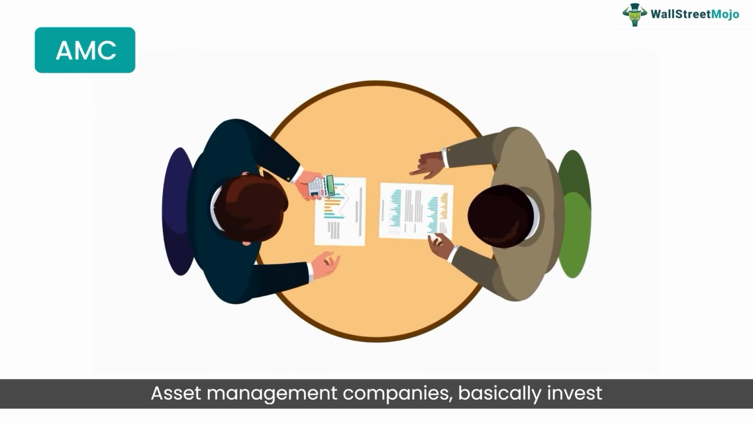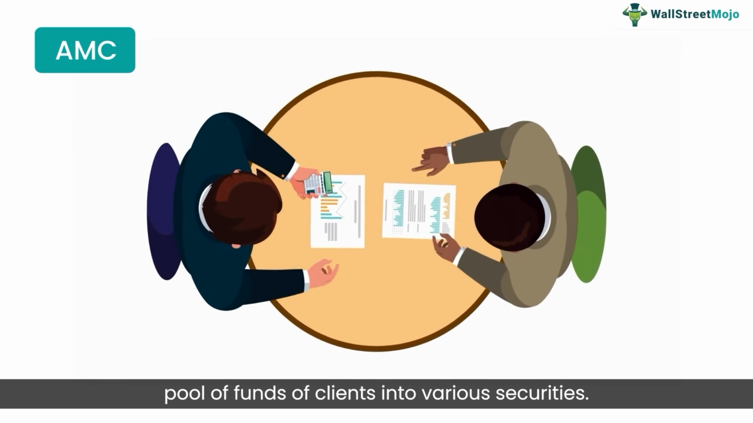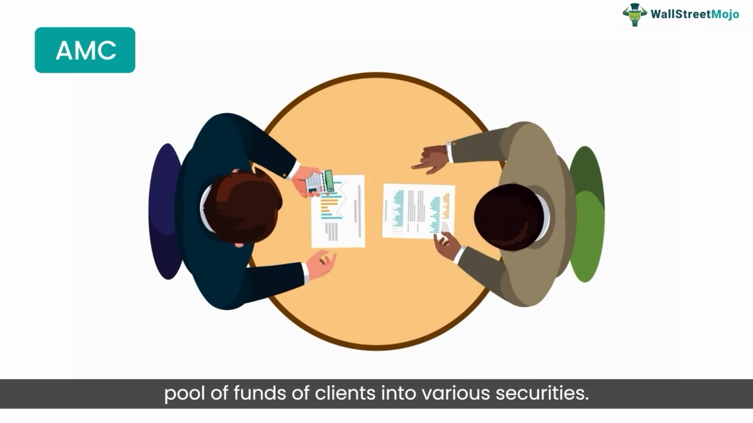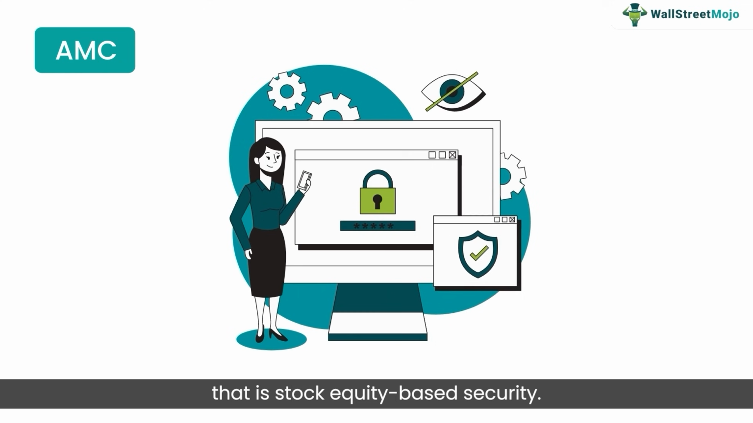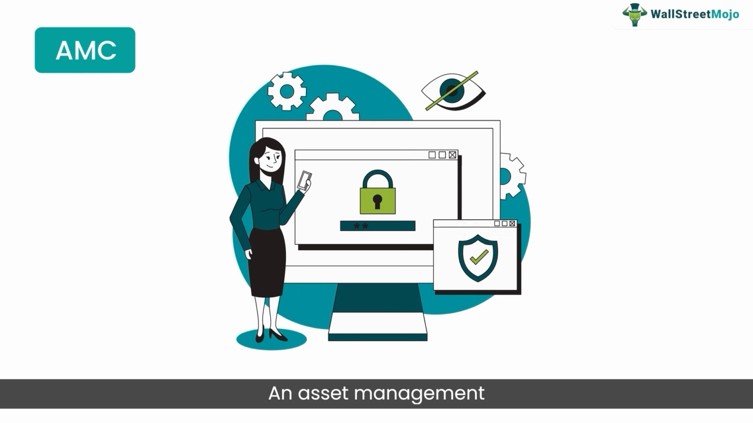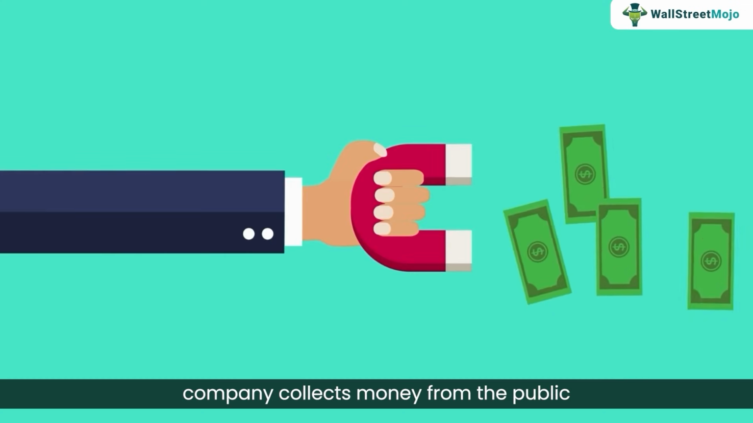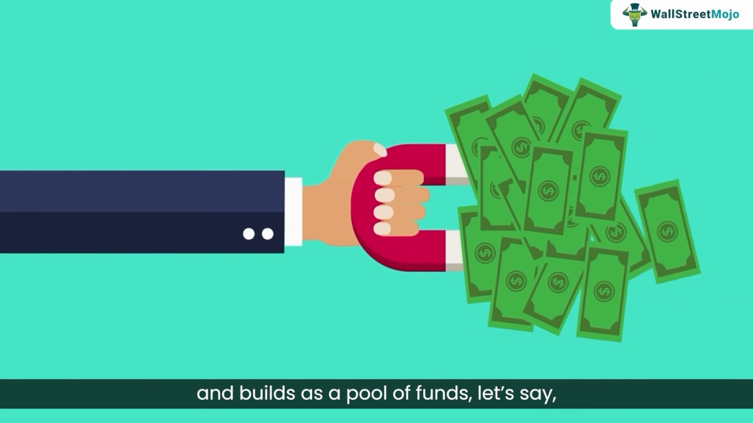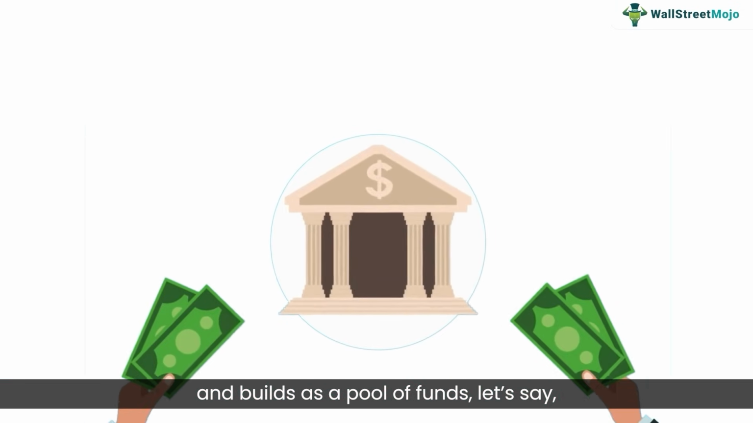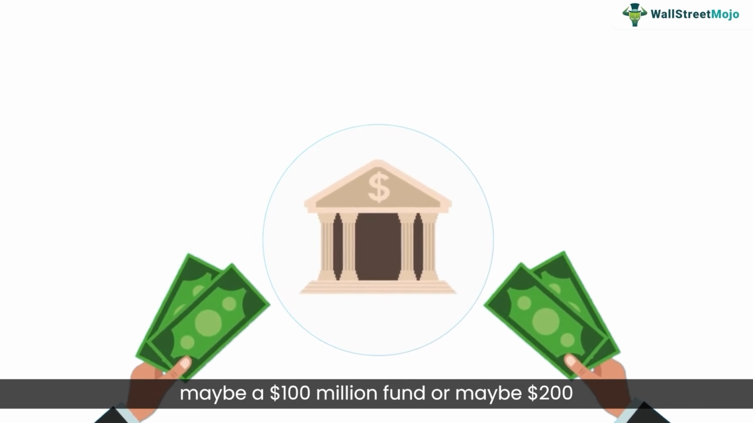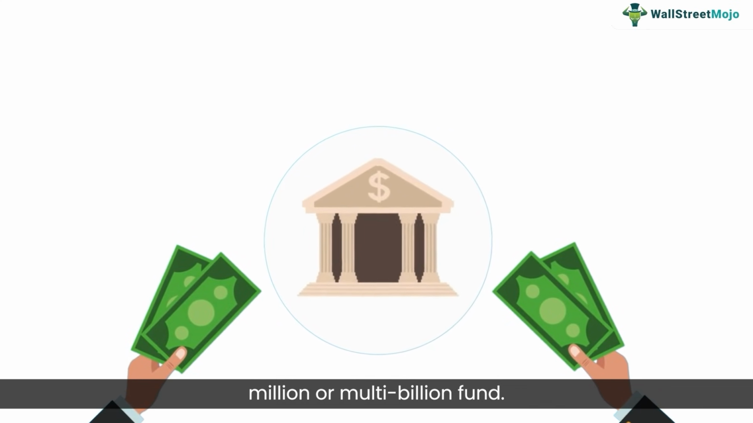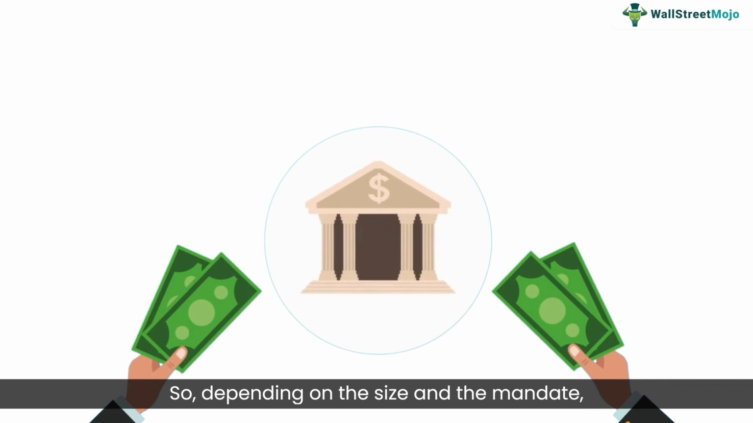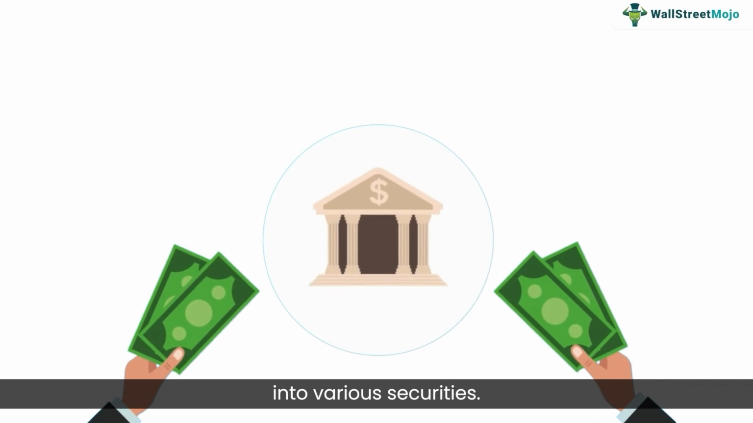Asset management companies basically invest pooled funds of clients into various securities. These securities can be bond securities or company-based securities, that is, stock equity-based securities. An asset management company essentially collects money from the public and builds a pool of investments, let's say maybe $1 million, or $100 million, or $200 million, or maybe a multi-billion fund. So depending on the size and the mandate, they invest the pooled funds of clients into various securities.